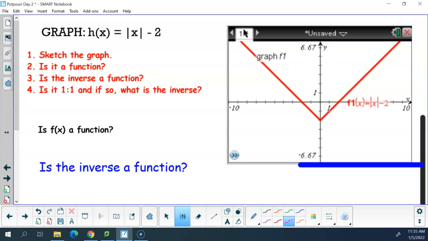Does it pass the vertical line test? Yes, it passes the vertical line test. Does it pass the horizontal line test? No, it doesn't. So is it one-to-one? No, it is not. Are any of the absolute value functions going to be one-to-one? No, I don't think so.